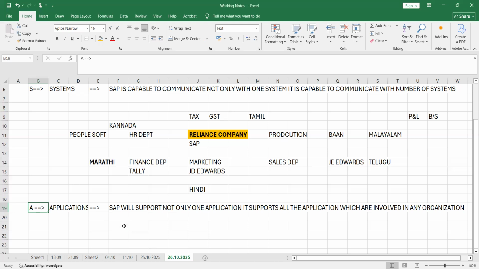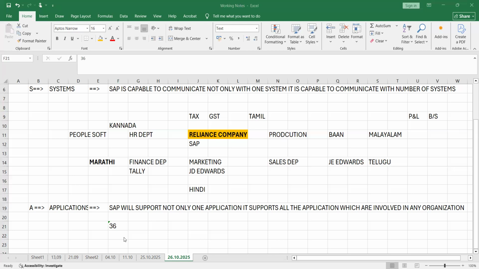At the moment, it supports 36 different departments, 36 different modules SAP is having. Apart from that, small modules are also there. So 36 different modules means it directly supports 36 different departments. No other ERP, no other software will support this many departments. Clear?